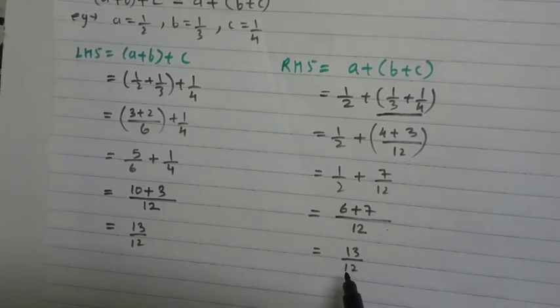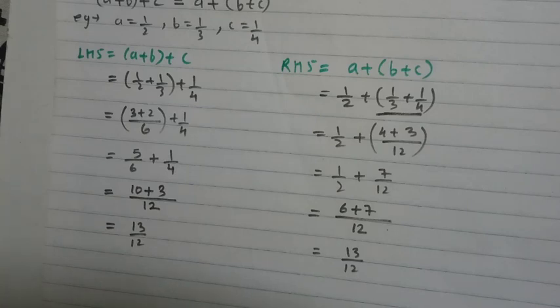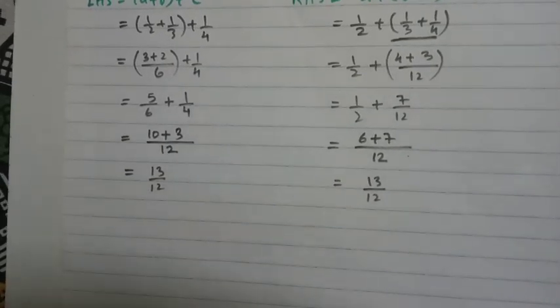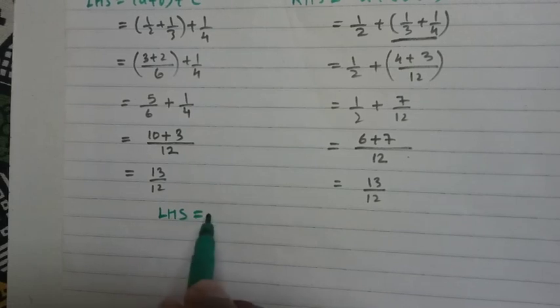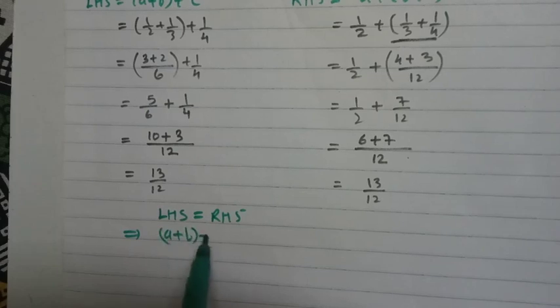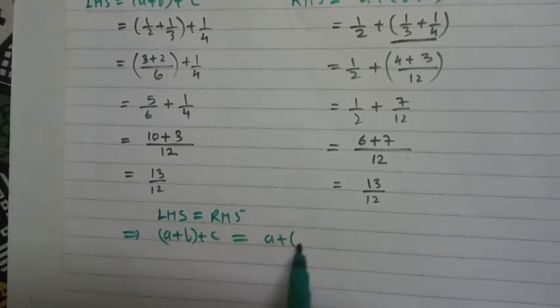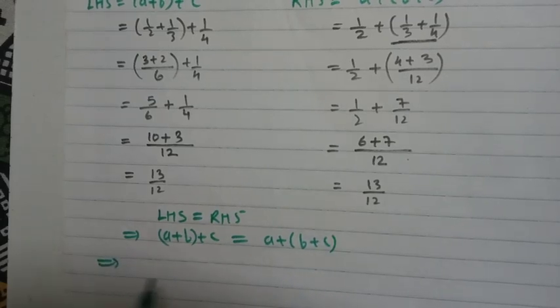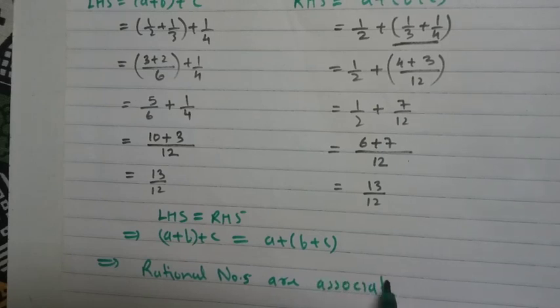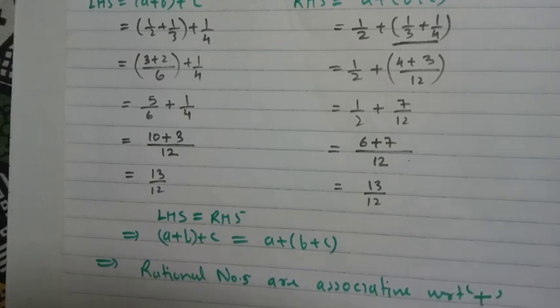So what did we find from here? We found that both sides, left hand side is the same as right hand side. So what can I say? I can say that a plus b plus c is the same as a plus b plus c. So what this implies is that rational numbers are associative with respect to addition. Addition ke respect mein wo associative hote hain.